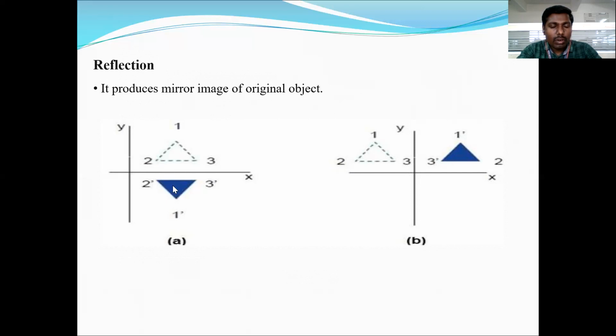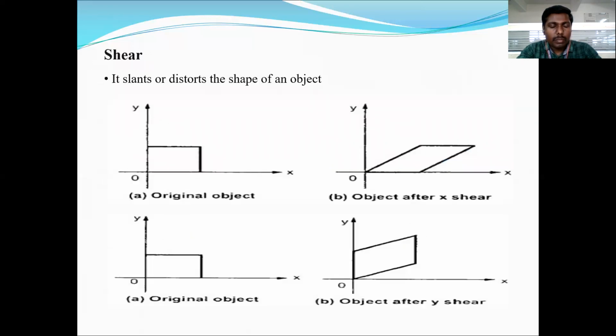This will be reflected in the opposite 1 dash, 2 dash, and 3 dash. Same like that you are doing in the second diagram 1, 2, 3. After doing this reflection in this direction, what will happen? 1 dash, 2 dash, and 3 dash. So next one, last type.